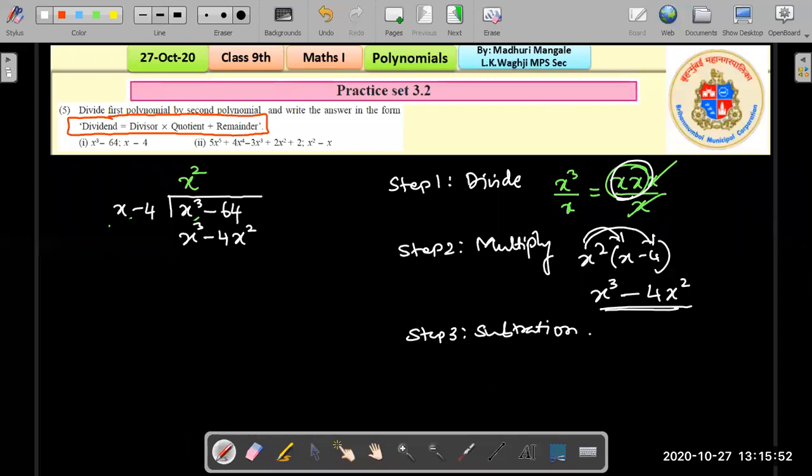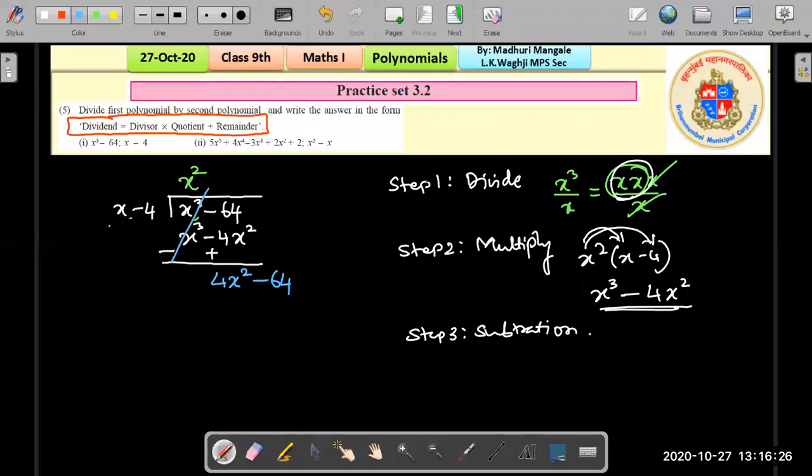When we are subtracting, we should always start by changing the signs of the bottom row. So x cube is positive, it will become negative. This 4x squared is negative, it will become positive. Now positive x cube and negative x cube get crossed out. We are left with 4x squared and minus 64. Clearly, these two are unlike terms, so we cannot combine them. So we are left with 4x squared minus 64. Whatever is left, we just write it out like that.